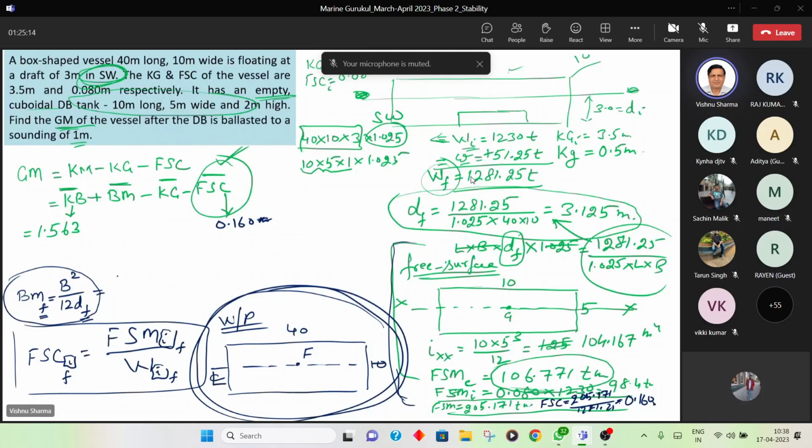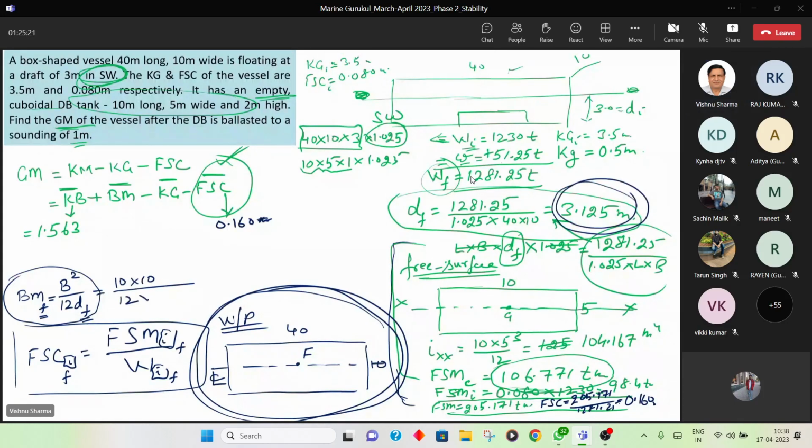So in this case, breadth is 10 of the vessel, 10 into 10 upon 12, and final draft 2.667. Be careful, don't use the old draft. That is the mistake sometimes people make. I'm warning you upfront. So now we have got BM, 2.667 meters here. The BM has also come now. Let me know if there is any doubt up to this point.